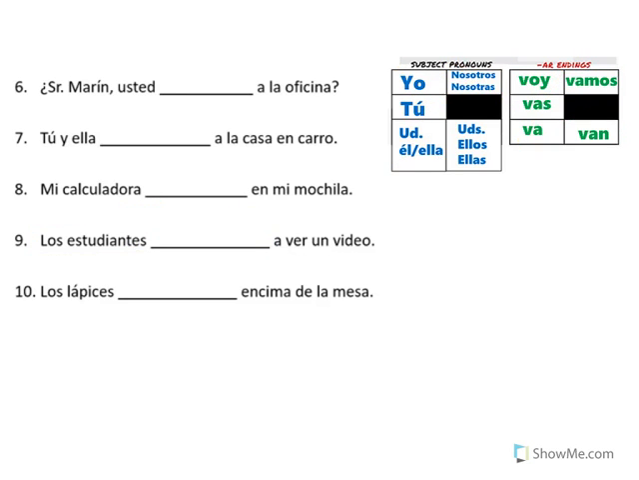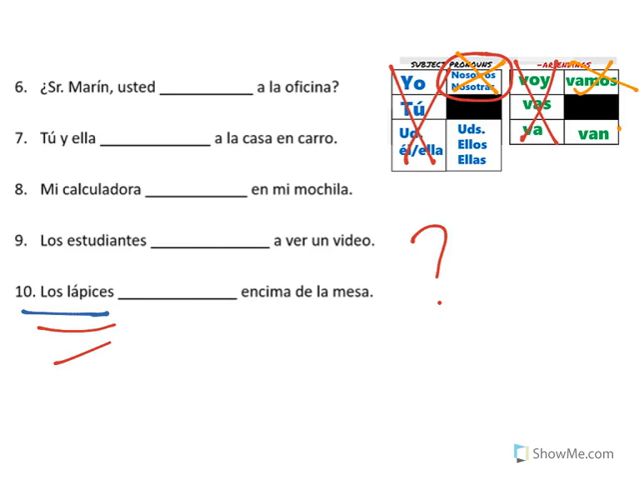The students go to see a video. And finally, número 10, los lápices. That is pencils. Pencils, more than one. That's only for one. Does it say and I? No, it just says the pencils. So eliminate it. Eliminate that and look at that. That's the only option, which is the answer. Los lápices van. The pencils go on top of the table. That's it.